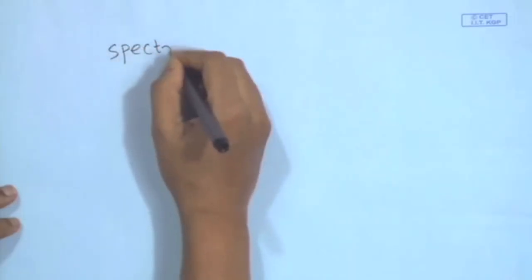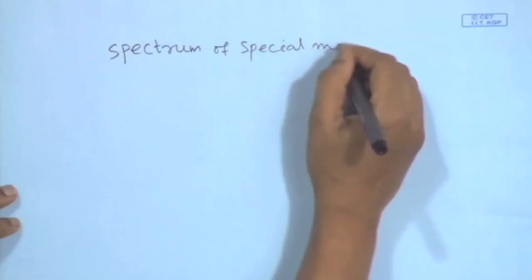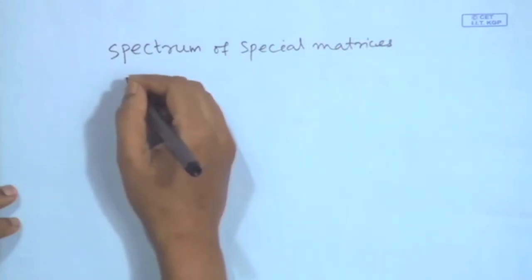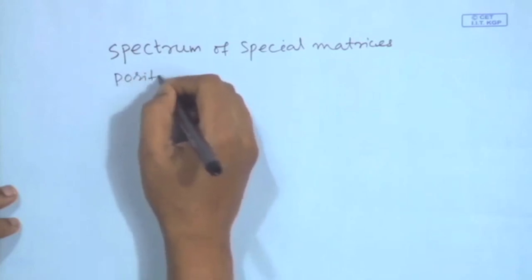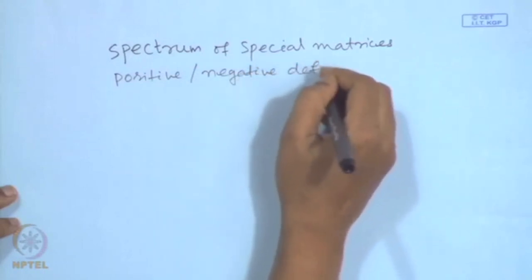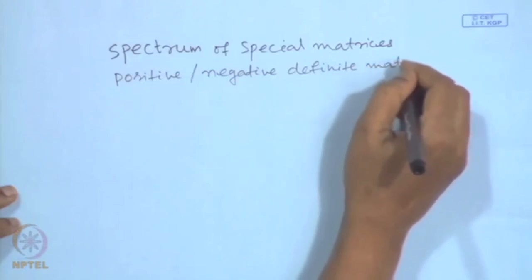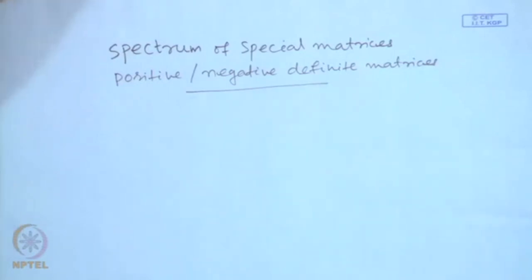So the final lecture in this series is on the spectrum of special matrices, and positive definite and negative definite matrices, or that is, positive or negative definite matrices. So here we shall discuss the spectrum of some special matrices.